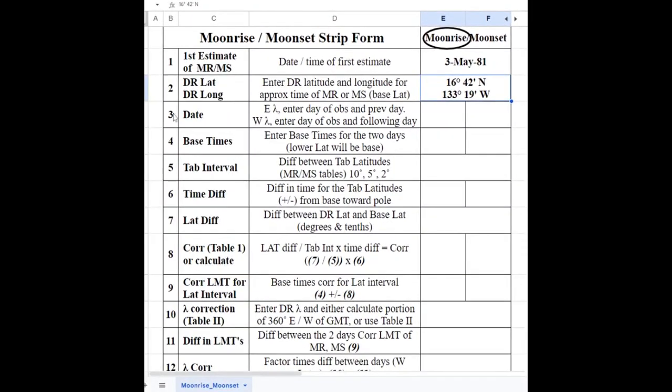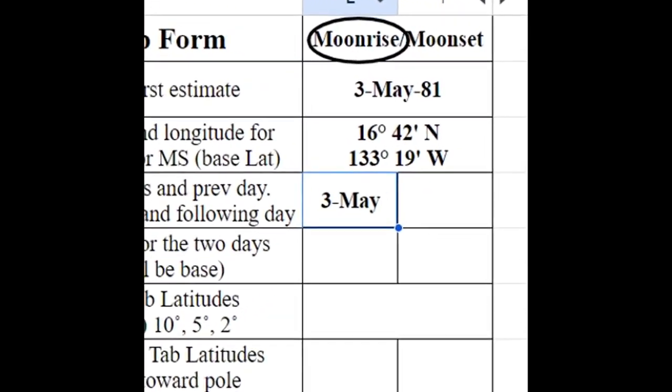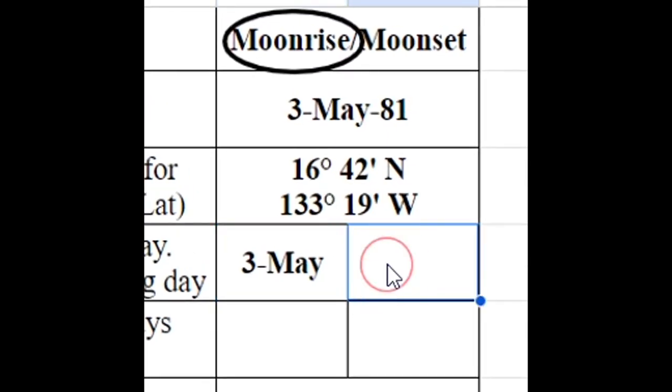Next up for step three, we need to figure out what dates we're going to use when we go into the nautical almanac. So for westerly longitude, which we're in, we're going to enter the day of observation and the following day. So the day of observation is 3 May 1981. And then the following day would be May 4th.